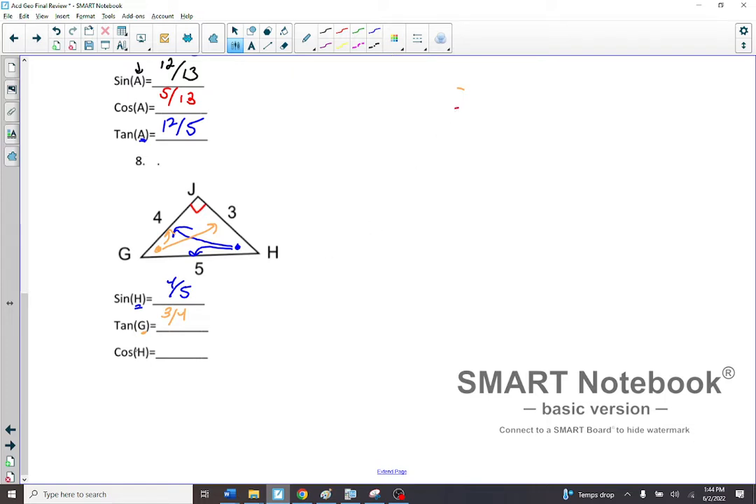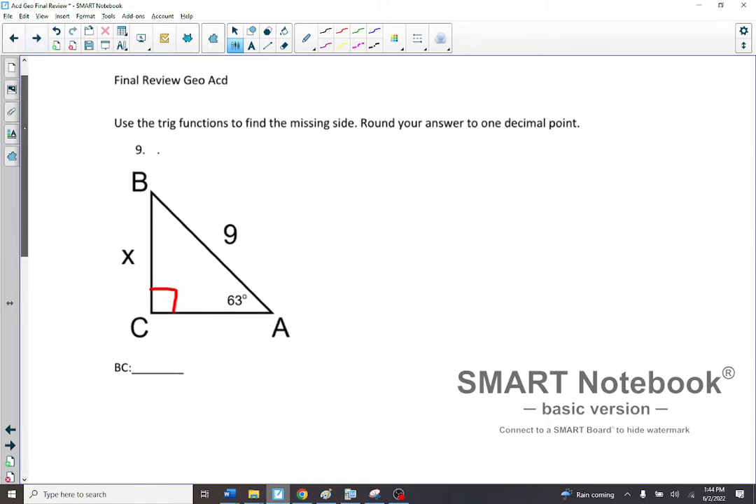And then the last one, cosine of h. So I'm back at h. Cosine is adjacent, which is 3, over the hypotenuse, which is 5. So 3 over 5. Very straightforward. 3 is opposite. No, it's adjacent of h. Oh, h. That's why you have to pay attention to the letter. Okay. Got it. That's pretty straightforward.